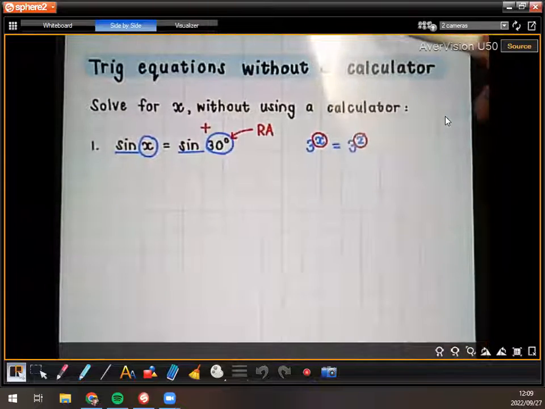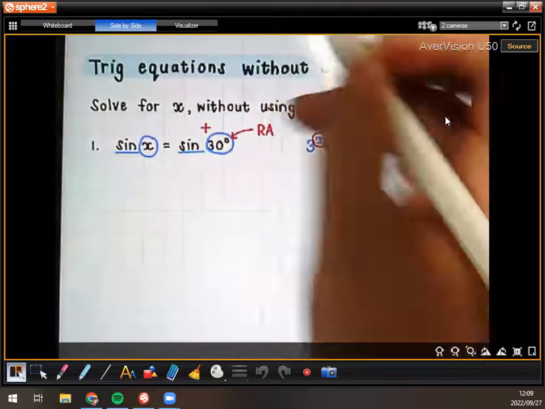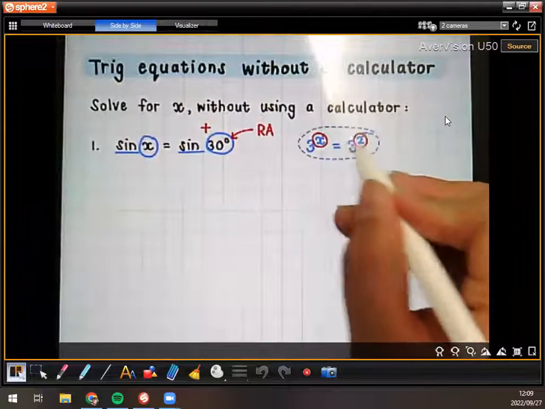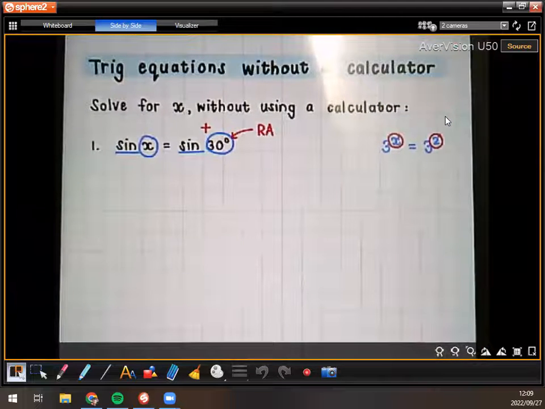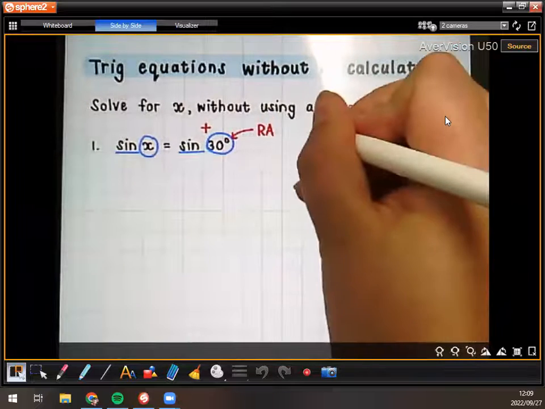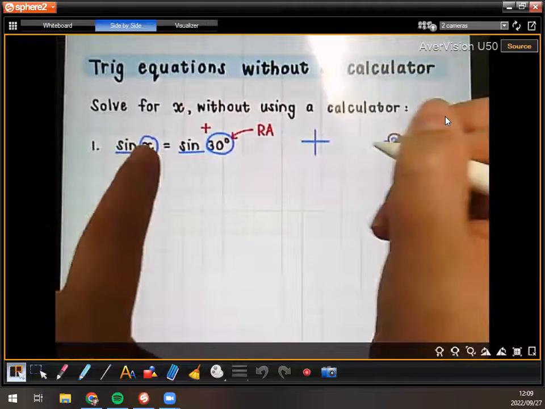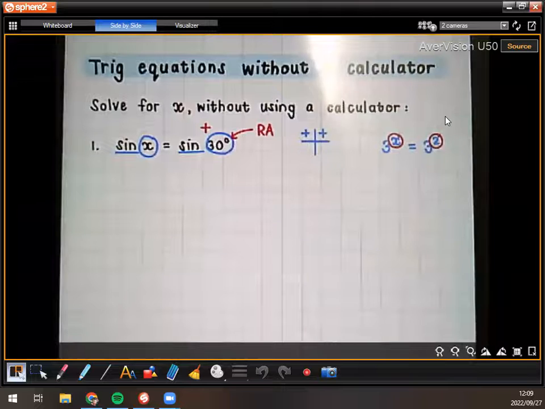Now, why is this important? Why do I need to know if this is positive or negative? What does the positive or negative on this side tell me? Yes, thank you. Which quadrants I need to work in, guys. Where is sine positive? Sine x must be positive. Quadrants 1 and 2.